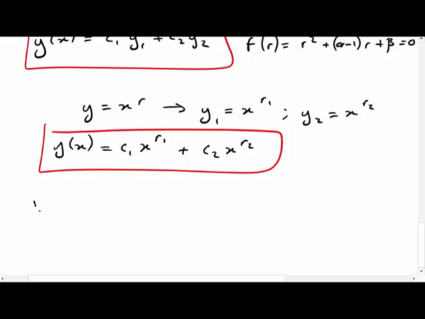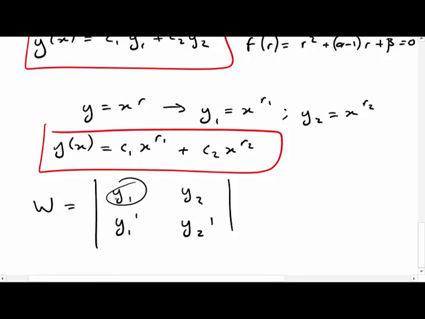Well, remember what the Wronskian was. It was our first solution and our second solution, and then to form a 2 by 2 matrix we also need the first solution differentiated and the second solution differentiated, and we take the determinant of that. That's our Wronskian. If it's not equal to 0, then it's linearly independent. In other words, one solution cannot be written in terms of the other solution.